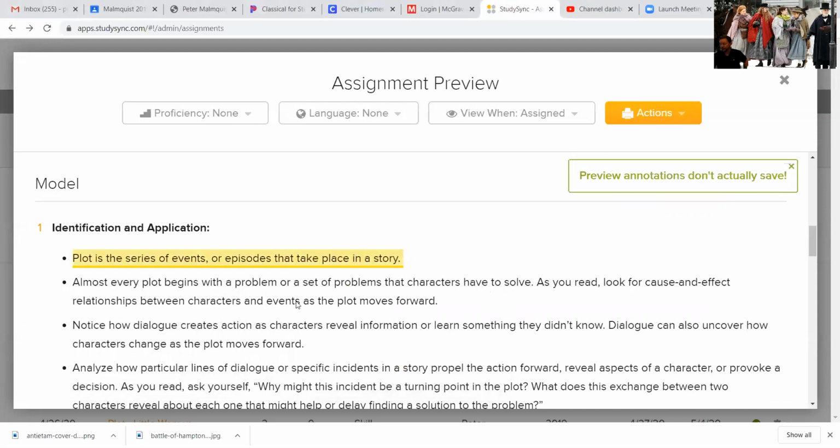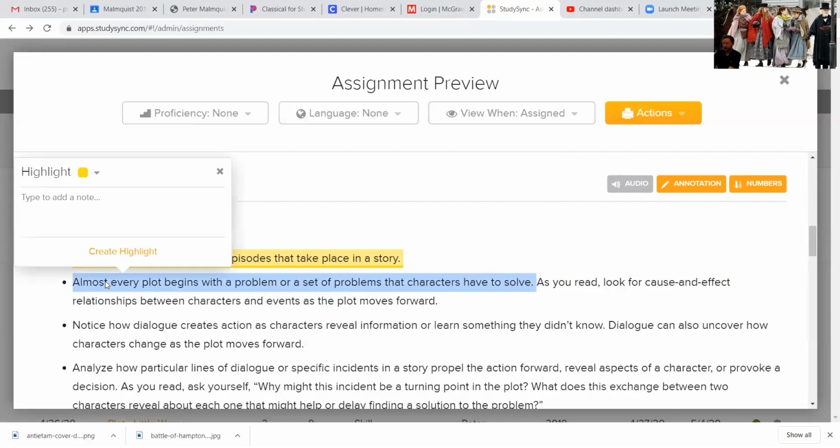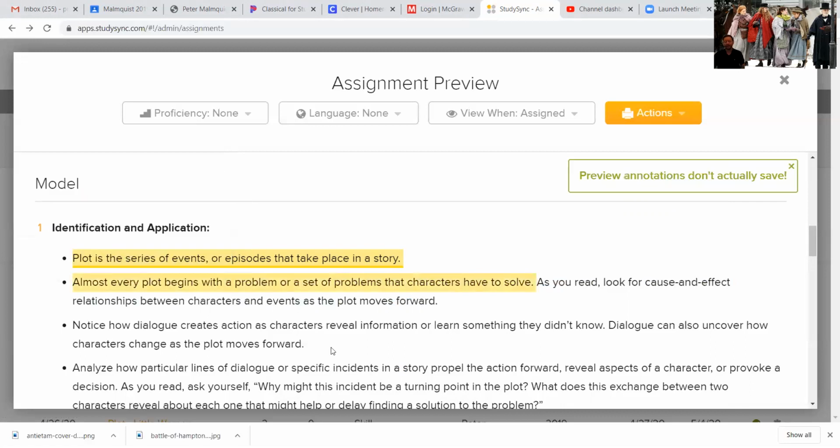Let's create our note. Okay, almost every plot begins with a problem or a set of problems that characters have to solve. I'm going to highlight that because we've talked about this. This is important. Basically every story, you guys, you have to have a problem that the character's trying to solve, an adventure, something, or else you don't really have a story.